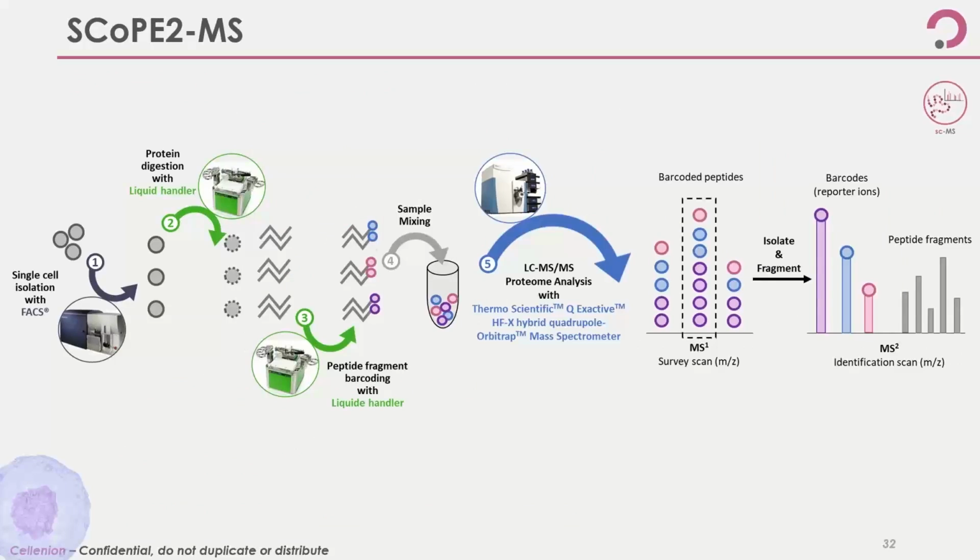So the SCoPE2 workflow works like this. Now, as it is published, the single cell isolation is achieved with a FACS, and then all the subsequent steps are done using a liquid handler, which means that you need to use two machines. So to do cell isolation, and then cell lysis, peptide digestion, and then barcode the sample before sample mixing. After sample mixing, the sample is injected into an LC-MS/MS for proteome analysis.